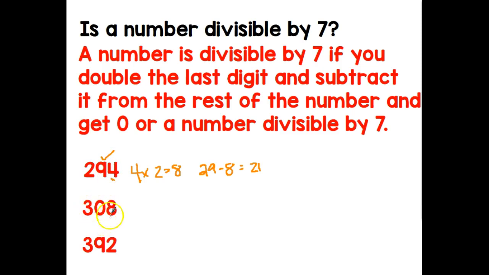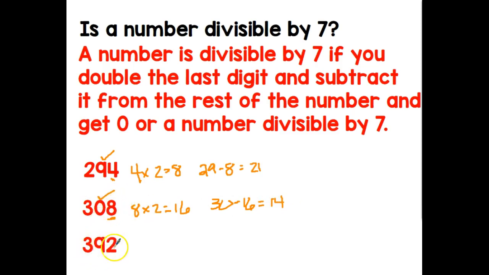Let's take a look at 308. Last digit's an 8. Okay, 8 times 2 is 16. 30 take away 16 is 14. Can I divide 14 by 7? Yep, that means I can divide 308 by 7 as well.